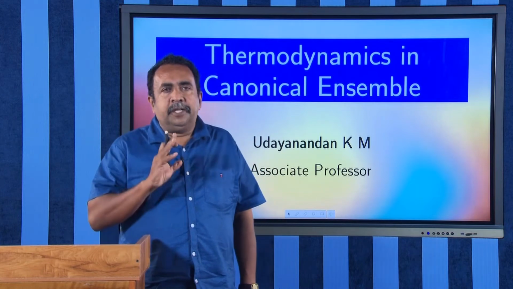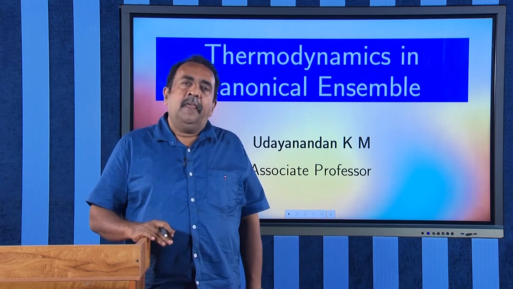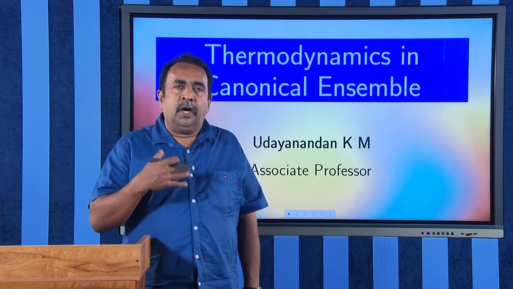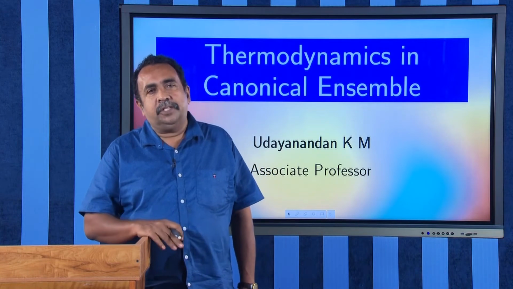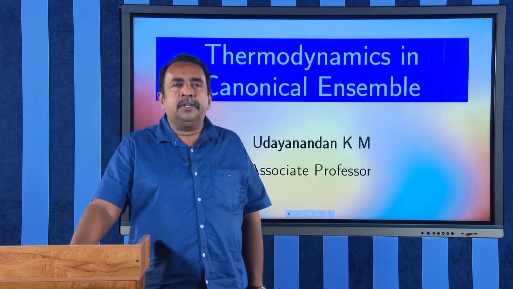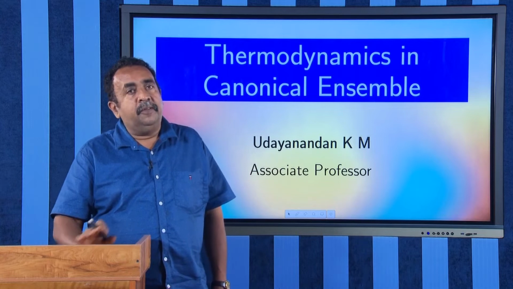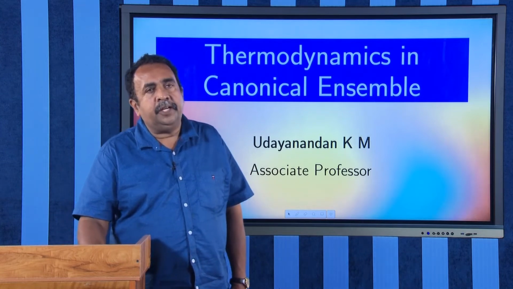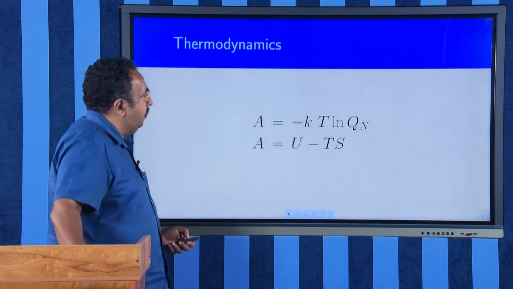Now, from that partition function you can obtain the Helmholtz free energy. And now we are going to find out how from the Helmholtz free energy we will get all other thermodynamic quantities. There are a large number of other thermodynamic quantities like pressure, entropy, chemical potential, etc. We can find them out from the first law of thermodynamics. We will see how we are going to get that.